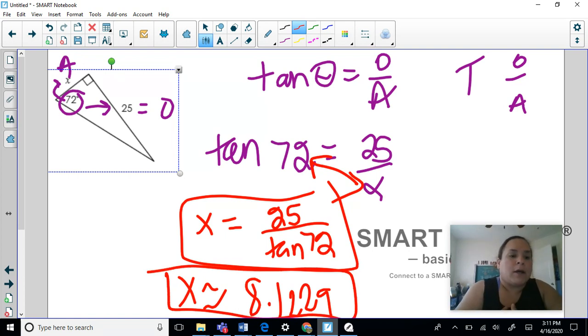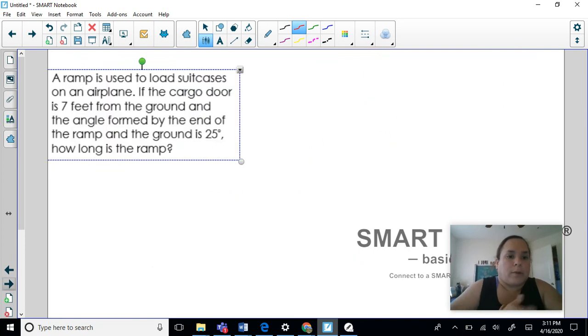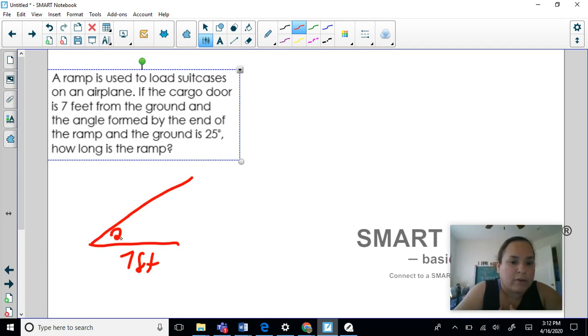All right, so let's do a word problem here. This word problem states a ramp is used to load suitcases on an airplane. If the cargo door is 7 feet from the ground and the angle formed by the end of the ramp and the ground is 25 degrees, how long is the ramp?